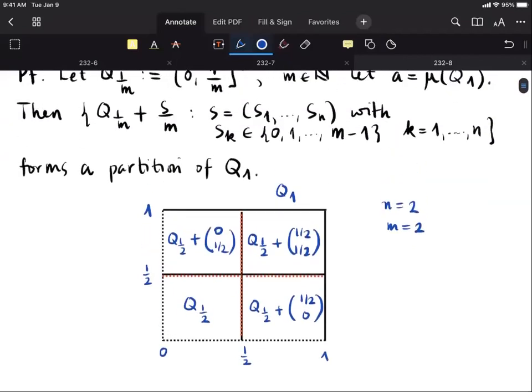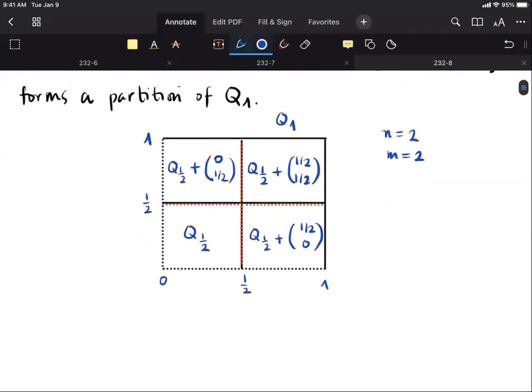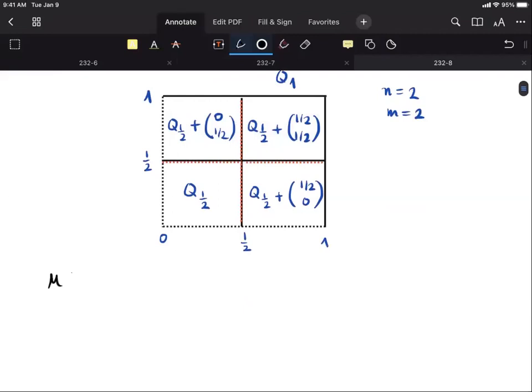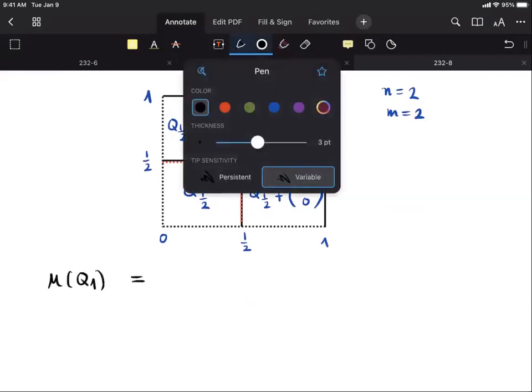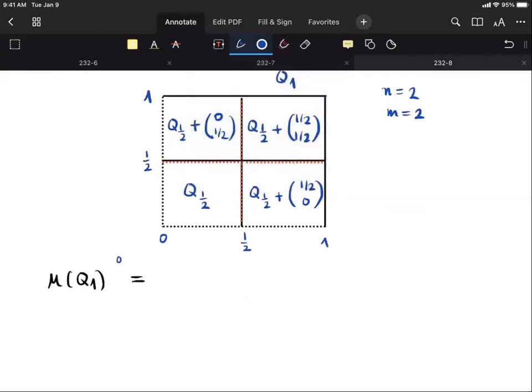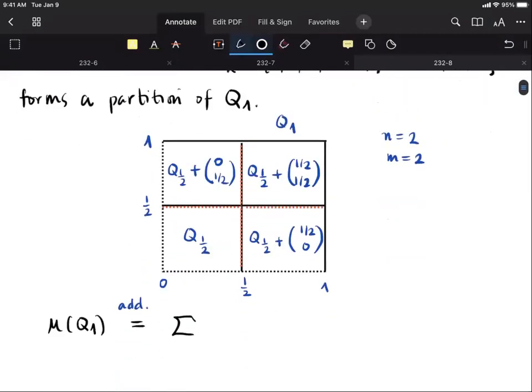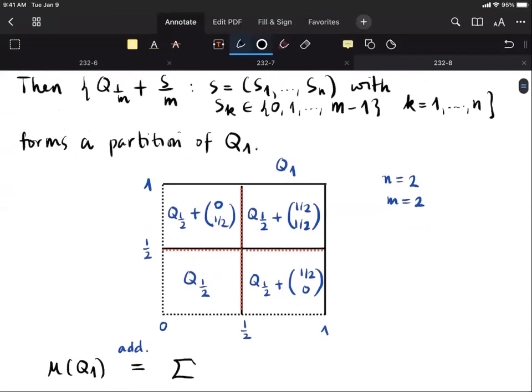Okay, continuing with the proof. So if you have a partition, therefore, we can apply additivity of your measure. So the measure would be the same as the measure of the union, and hence the sum of the measures.